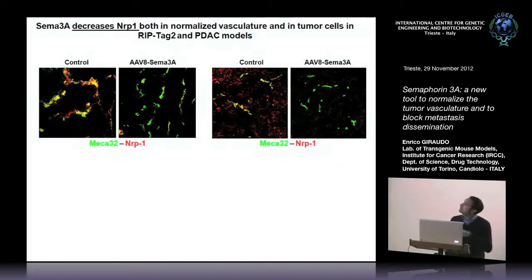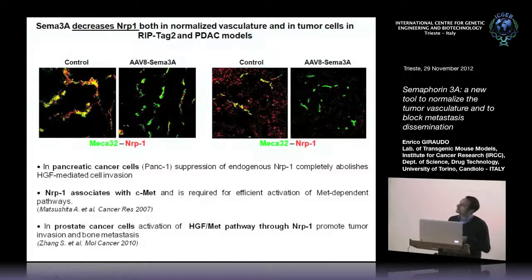The situation is much more complex where you also have neuropilin 1 expressed in the tumor cells. But the very interesting part is that both in the PDAC model and in other tumor types, it has been shown how the down-modulation of neuropilin 1 is able to inhibit, for example, the activation of MET in vivo and reduce metastasis formation. There can be a mechanism by which SEMA3A mediates this reduced invasion and metastasis formation upon the treatment. Okay, just the last few minutes.